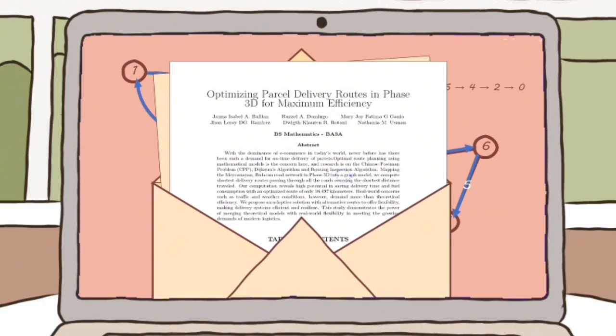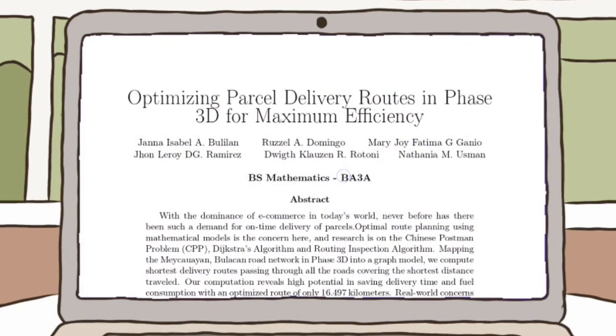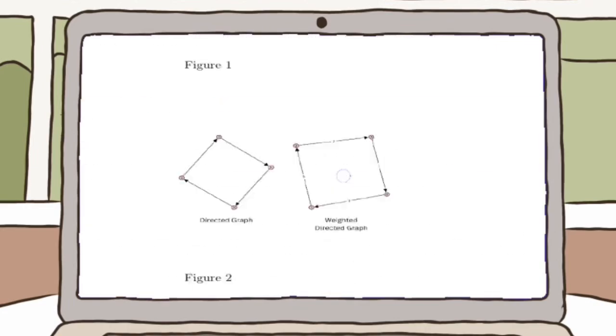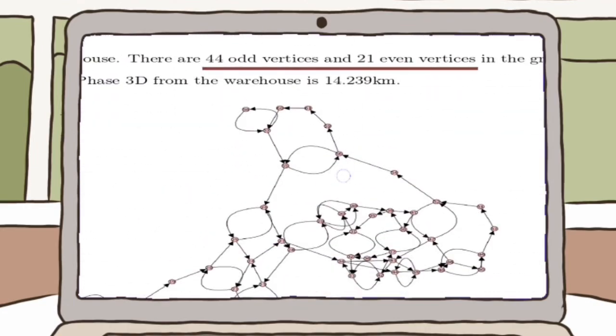In our study, we applied this approach by modeling Phase 3D as a graph. Each street represented an edge, and every intersection or delivery point was marked as a vertex. The graph contained 44 odd-degree vertices and 21 even-degree vertices. We designated the E-Prime warehouse as vertex 0, which served as the starting and ending point for the delivery route. Since many intersections had an odd number of connecting roads, a perfect loop was initially impossible.